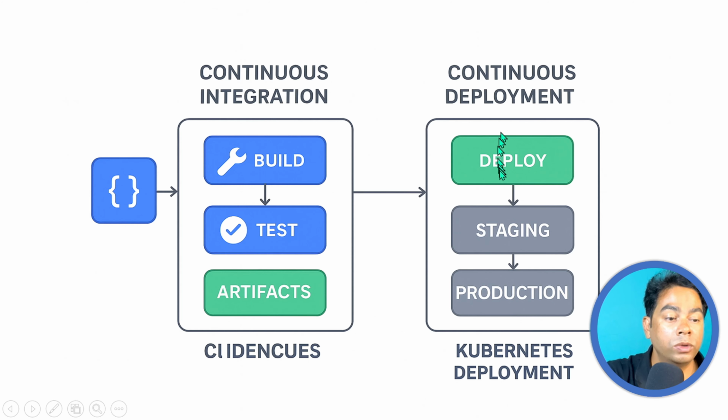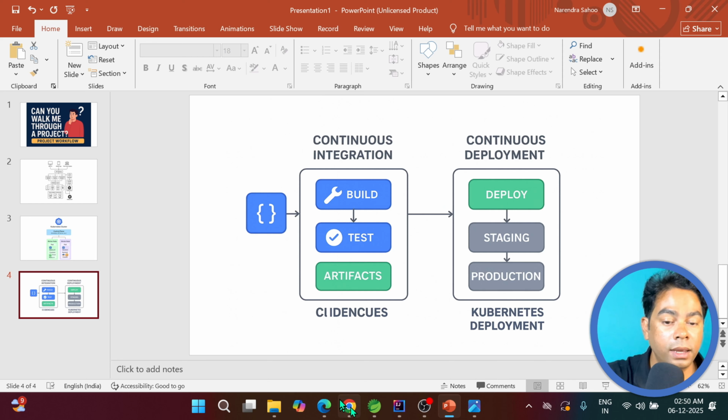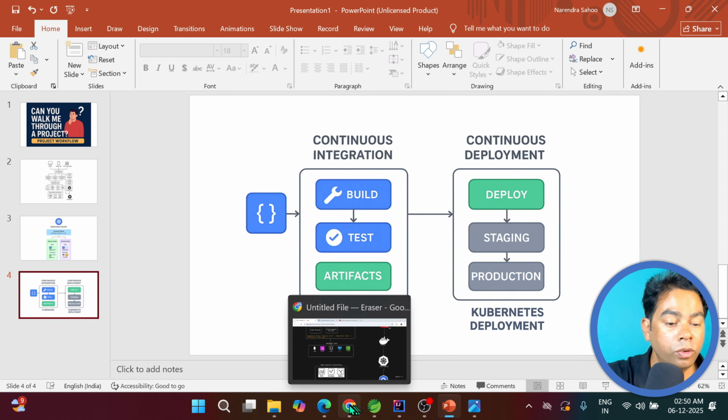And then in continuous deployment it will deploy in staging, dev staging, then UAT, then production. So this deployment is managed by Kubernetes. Okay, that's what I wanted to say. So when you see this diagram now, you will have more clarity.